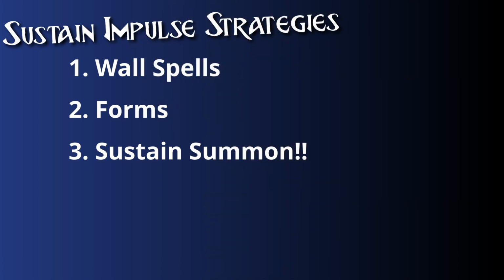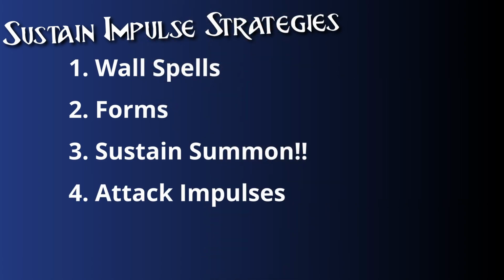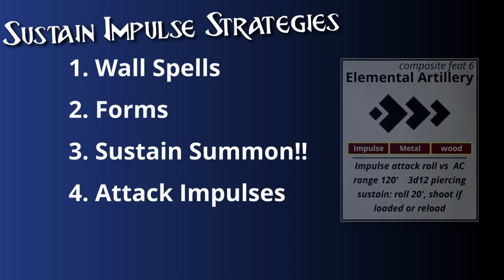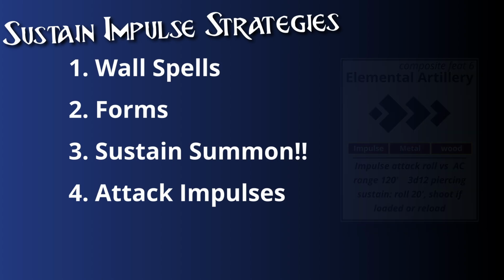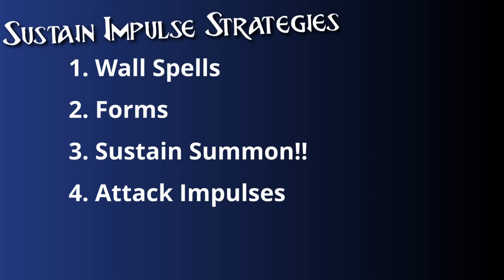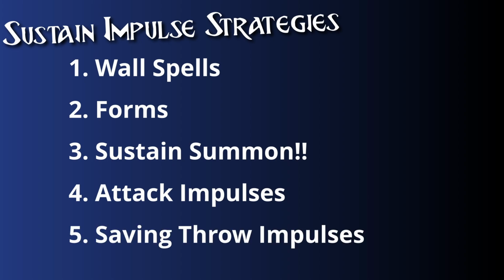Number 4, there are attack impulses, which give an impulse attack roll type of impulse, which is okay, except that adds to your MAP. So any other attack roll you make is going to have a penalty, such as your elemental blast. Might not be great to use that one. Number 5, there are a couple of damage burst impulses that have a saving throw. I think these are the best, but there are only a few good ones.